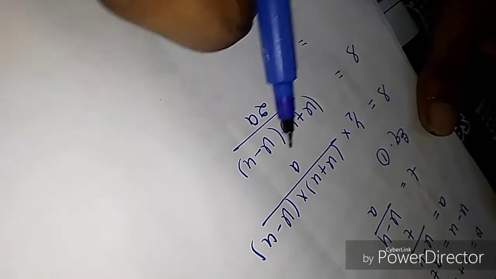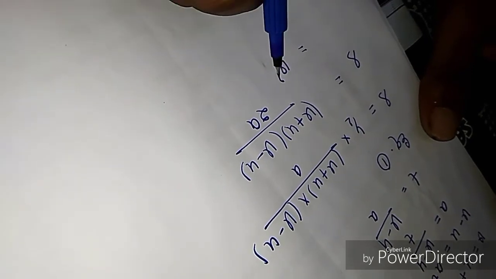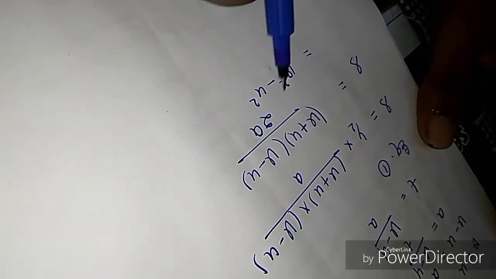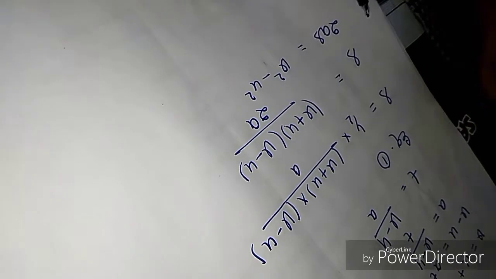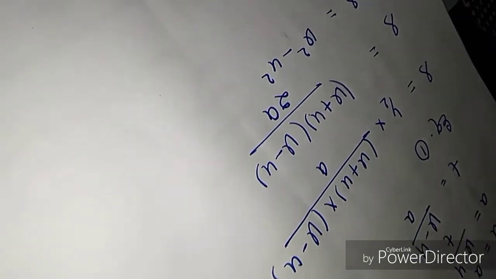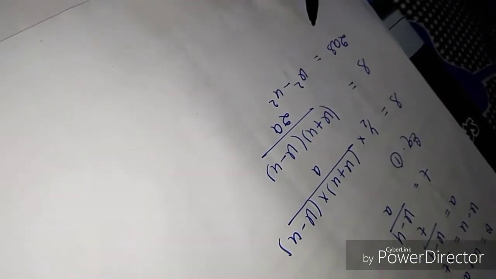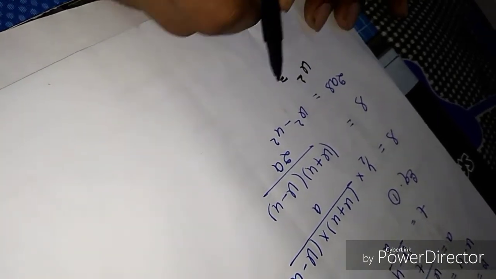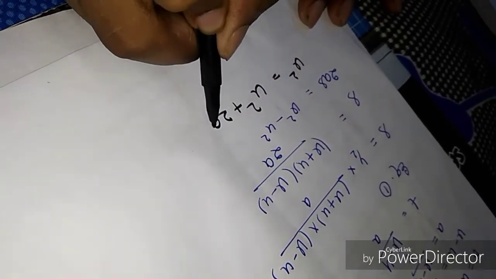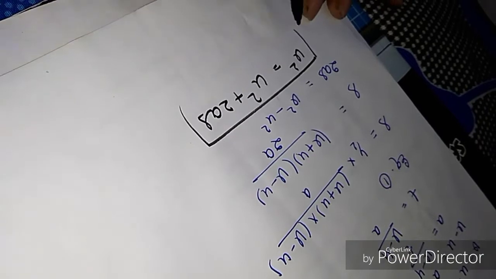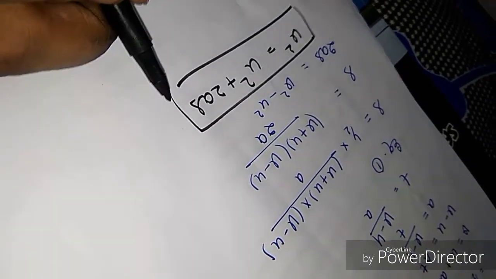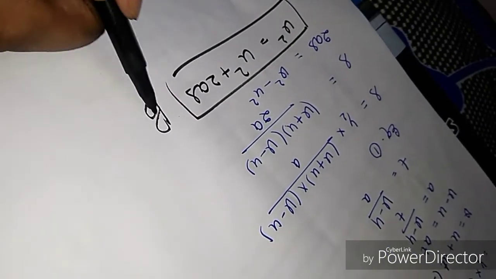(a plus b)(a minus b) is a square minus b square, so v square minus u square. Cross multiplication gives 2as. In other form, we can write v square is equal to u square plus 2as. This is the third equation of motion, and we have derived it by the graphical method.